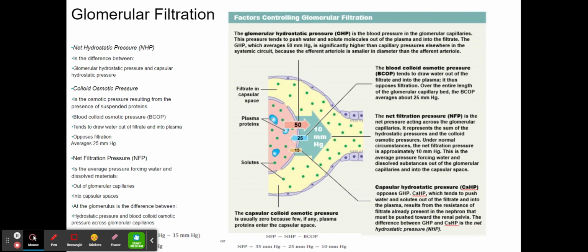The net filtration pressure, or the NFP, at the glomerulus is the difference between the net hydrostatic pressure and the blood colloid osmotic pressure acting across the glomerular capillaries. Under normal circumstances, we can summarize this relationship as NFP is equal to NHP minus BCOP. This is the average pressure forcing water and dissolved materials out of the glomerular capillaries and into the capsular spaces. Problems that affect net filtration pressure can seriously disrupt kidney function and cause a variety of clinical signs and symptoms.